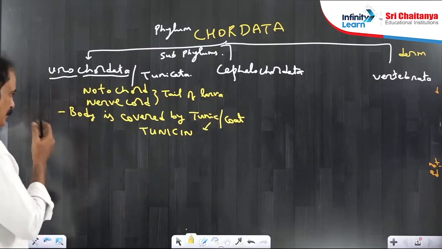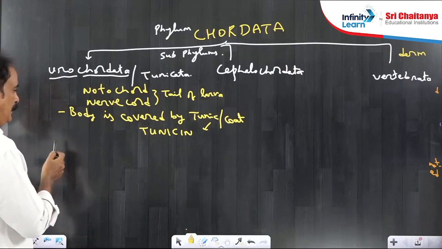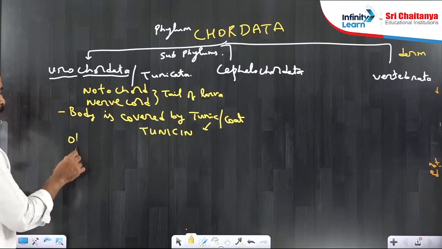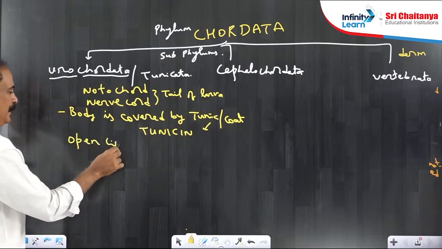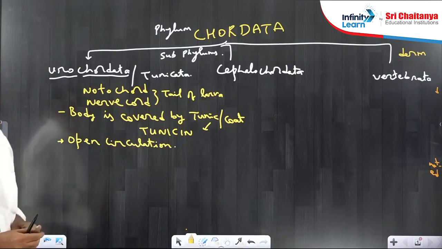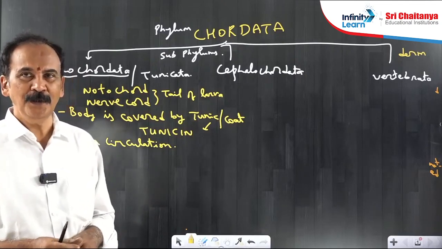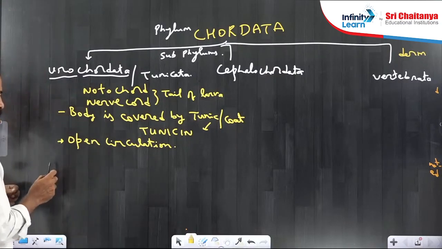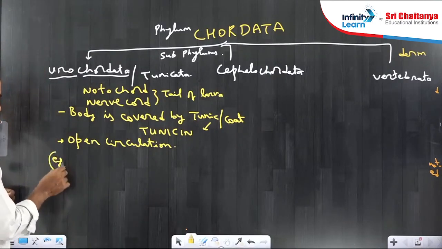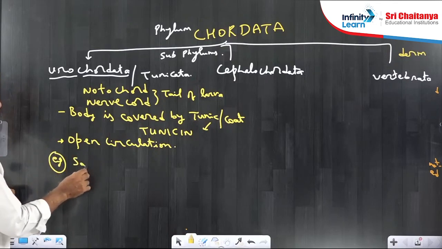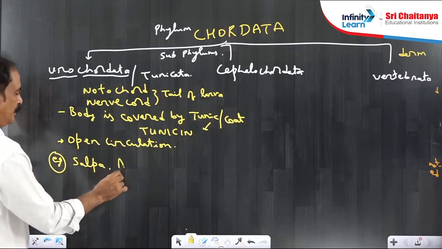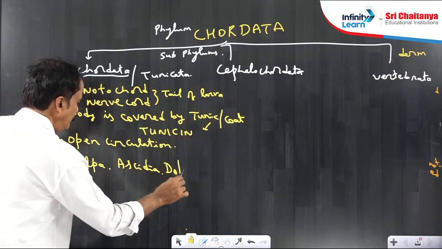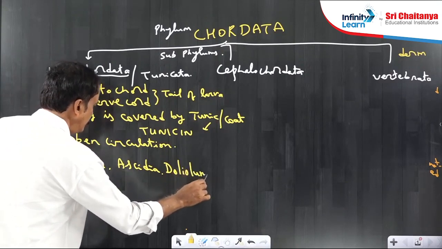And Urochordates are special by having this tunicin, and they also have an open type of circulation. Circulation is not closed type in all chordates. Urochordates have open type of circulation, and this is represented by three examples given there: Salpa, Ascidia and Doliolum.